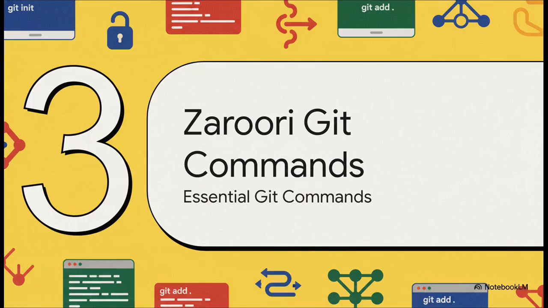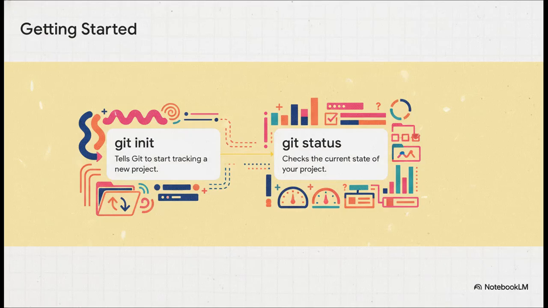Right, so how do you actually get Git to do its thing? Well, it all boils down to a few core commands. First up, you've got git init. That's literally you standing in your project folder and telling Git, hey, start tracking everything in here. And from that moment on, git status becomes your absolute best friend. It's your dashboard, always ready to tell you what's changed, what's new, and what needs to be saved.